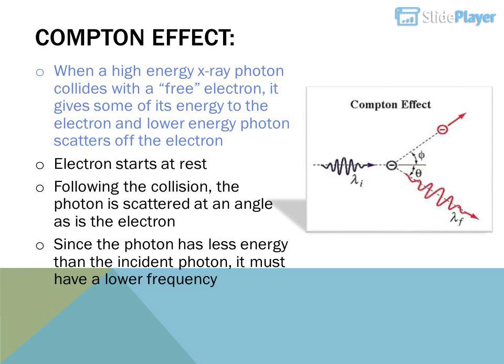Compton effect. When a high-energy X-ray photon collides with a free electron, it gives some of its energy to the electron and a lower-energy photon scatters off the electron. The electron starts at rest. Following the collision, the photon is scattered at an angle, as is the electron. Since the photon has less energy than the incident photon, it must have a lower frequency.